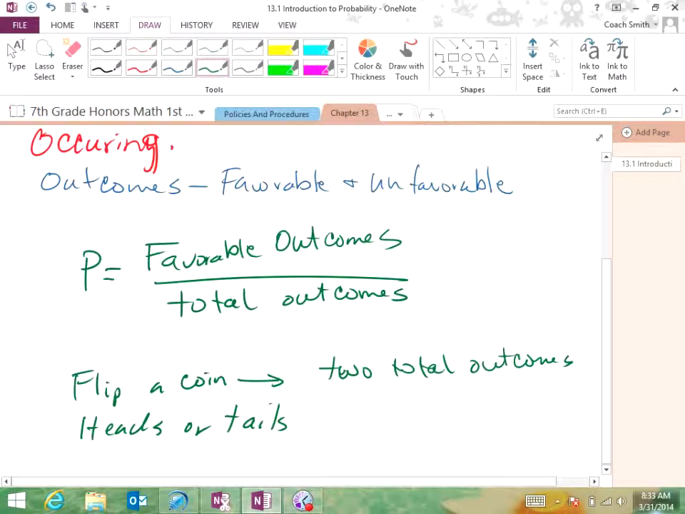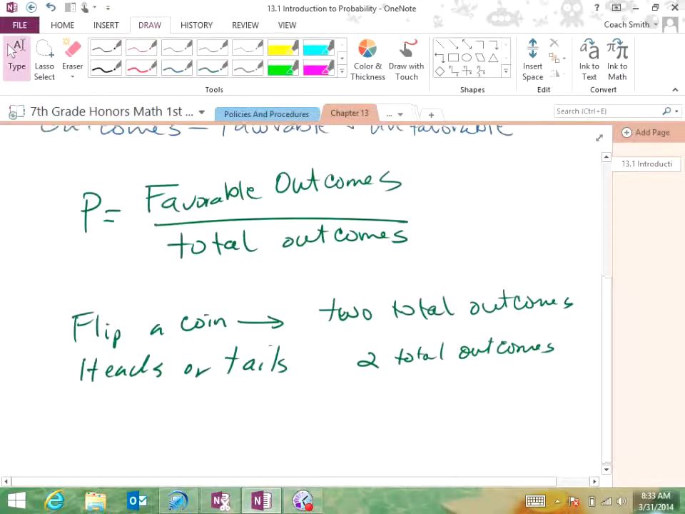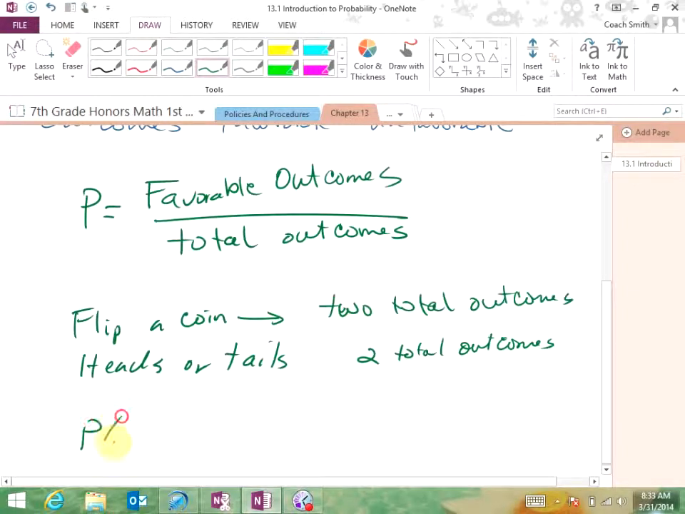Now, some might say, well, it could land on its side. No, it's not an outcome. It could get caught in a crack. Yeah, it could, but that's not an outcome. You don't get anything for that. But you have a heads and you have a tails, so the total number of outcomes is 2. The favorable one for me is the probability that I want it to land on heads. And that's how they write it: P, parentheses, and what the outcome is, heads.